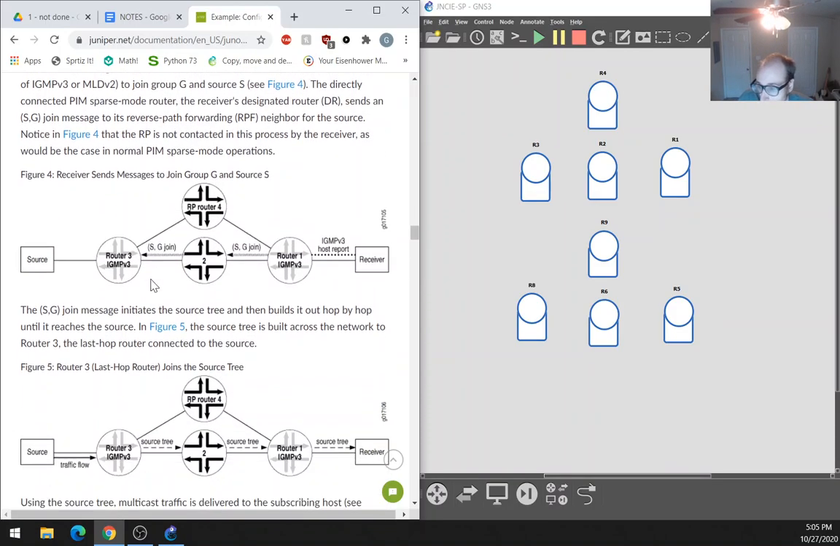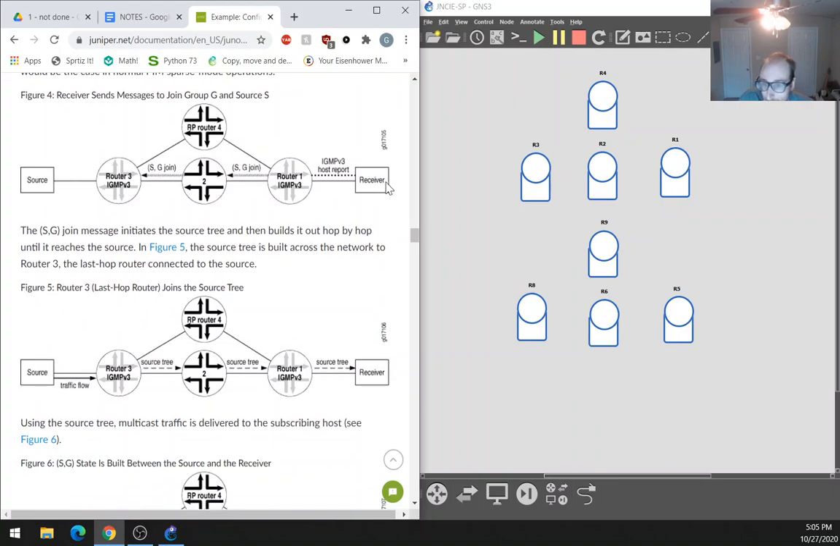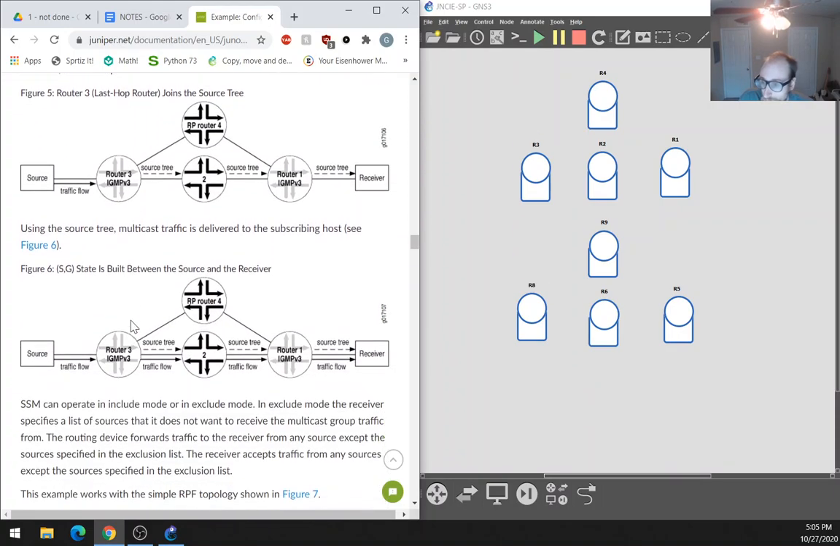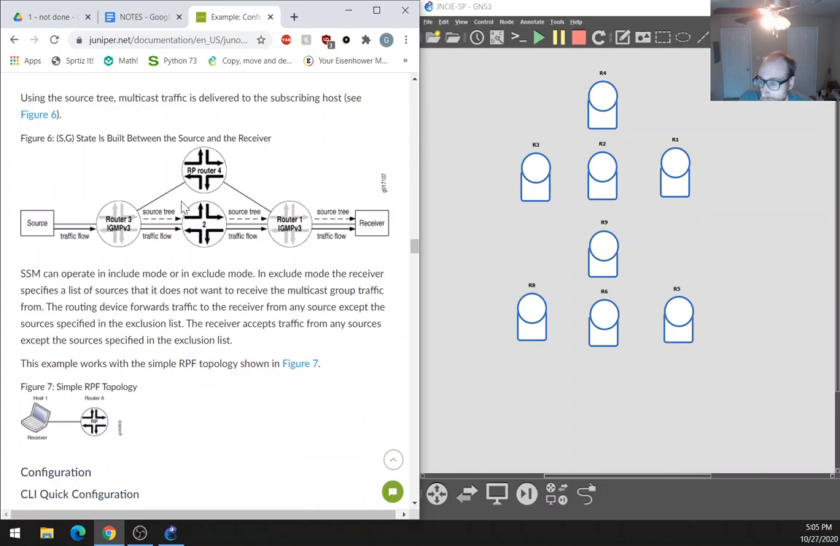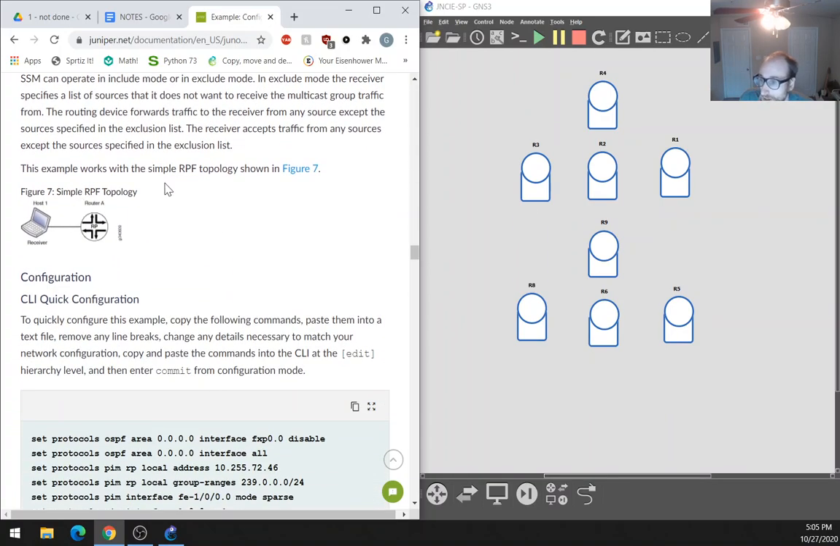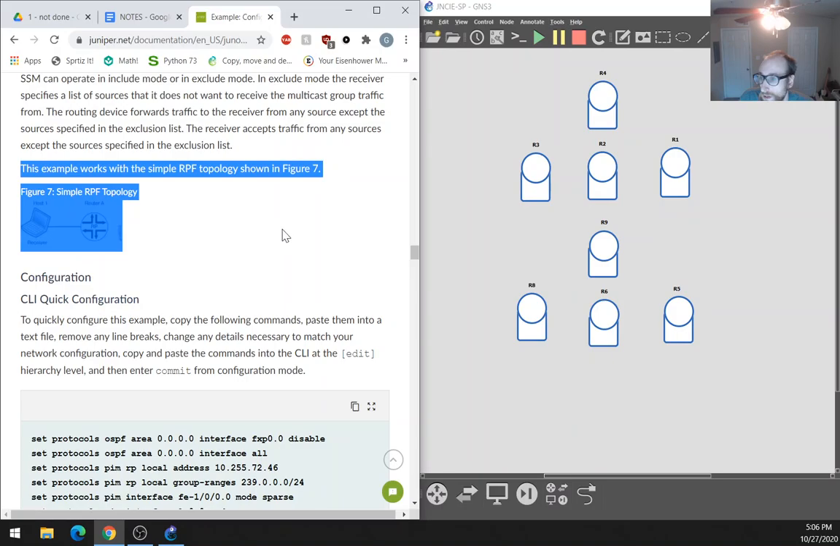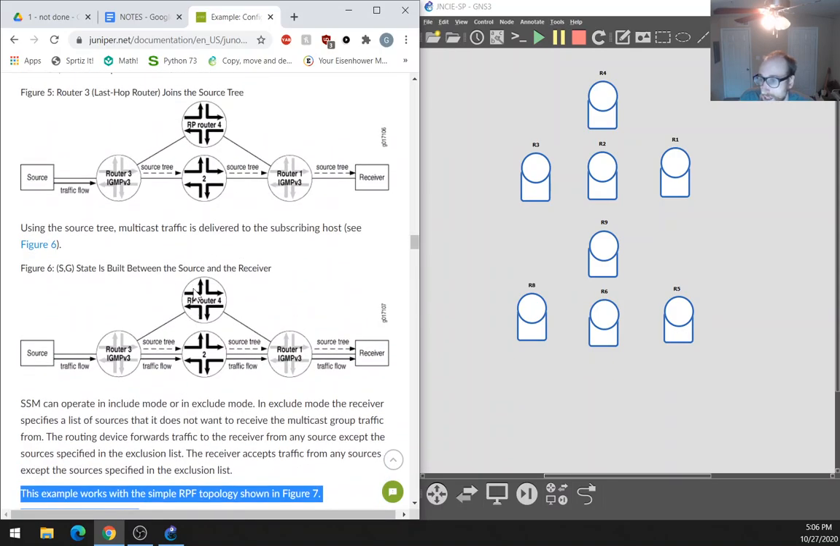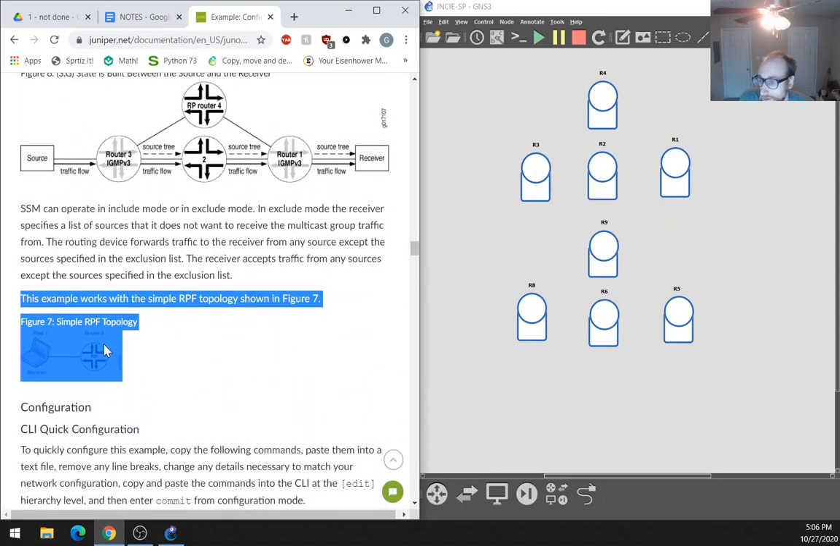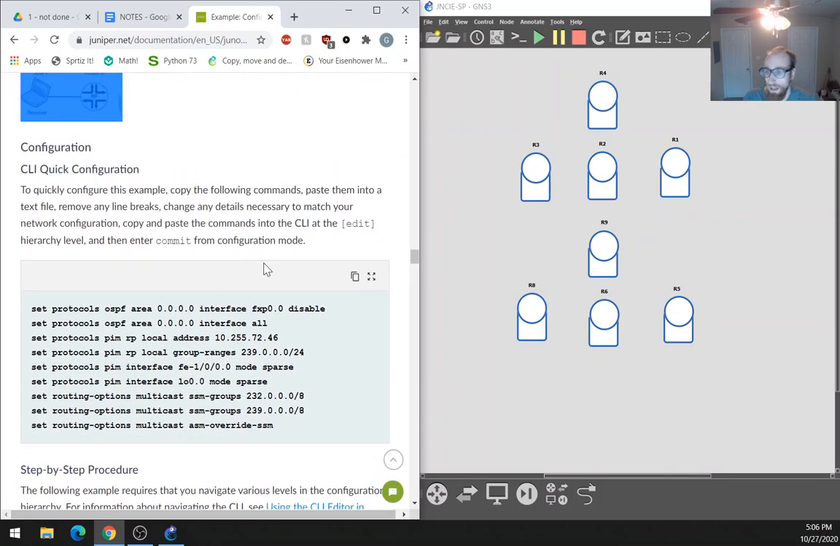So yep, here's our documentation. I'm not sure what this source receiver means, and I'm not sure what kind of links we're going to need. So this example works with the simple RPF topology shown in Figure 7. I guess it's not even as difficult as this. It's super nice and easy. That's exactly what I'm looking for anyway.